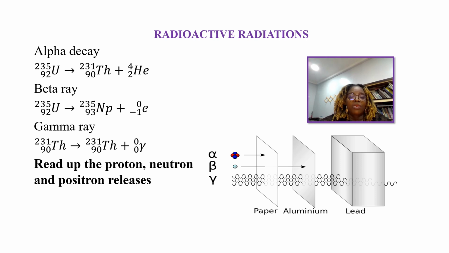Gamma rays have the smallest wavelength and the most energy of any wave in the electromagnetic spectrum. They are produced by the hottest and most energetic objects in the universe, such as neutron stars and pulsars, supernova explosions, and regions around black holes. They are very useful also in cancer treatment. I want you, my students, to read up the proton, the neutron, and the positron releases and know their reactions.